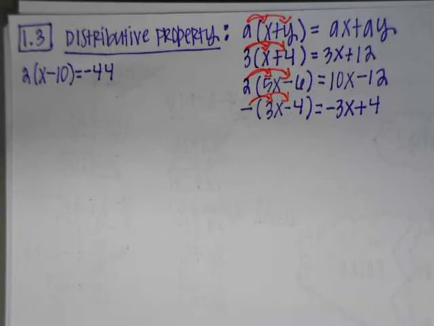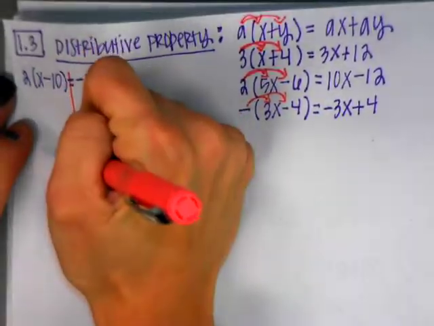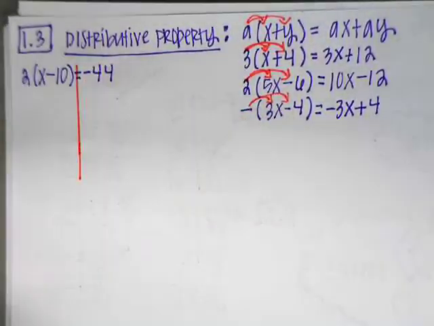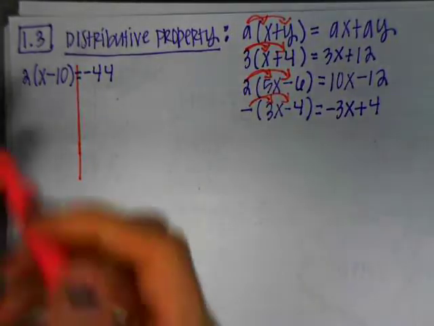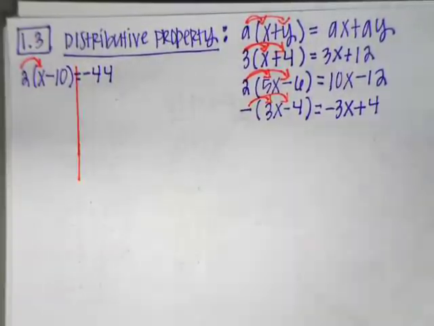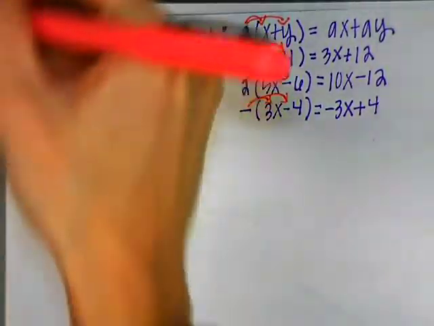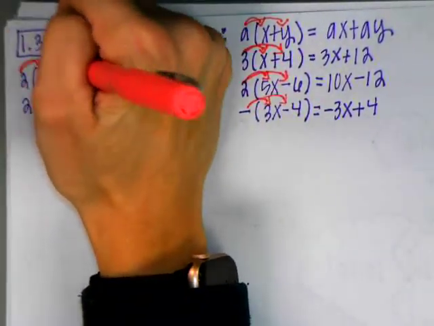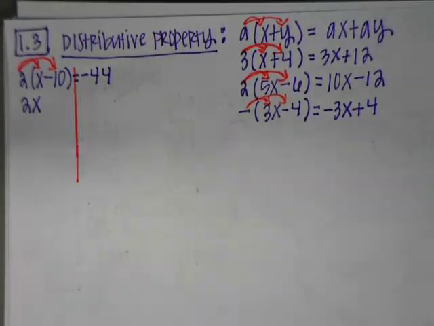So on here, draw your line down. So anytime you see parentheses, that's going to tell you that you need to distribute to start. Okay, so it's always the first step if you have parentheses. So first you're gonna take the 2, so it's 2 times x. 2x. And then 2 times negative 10. Negative 20.